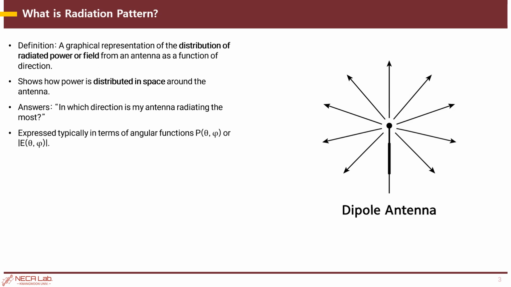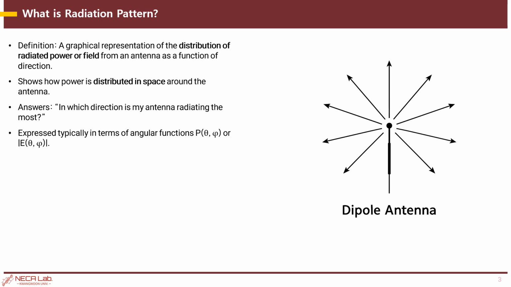Now let's talk about what a radiation pattern actually is. It's basically a graphical way to represent how the power or field radiated from an antenna is distributed in different directions. In other words, it answers the question: in which direction is my antenna radiating the most energy?